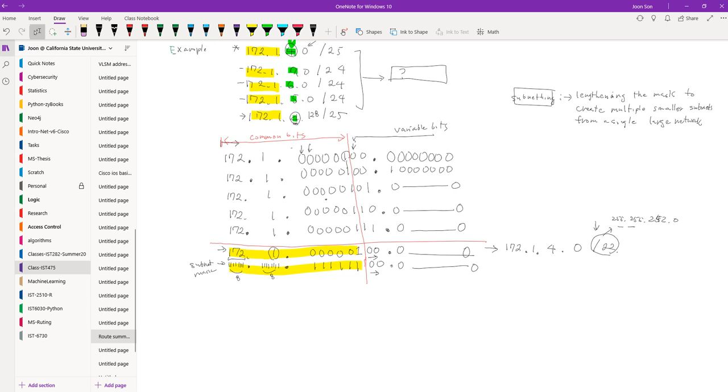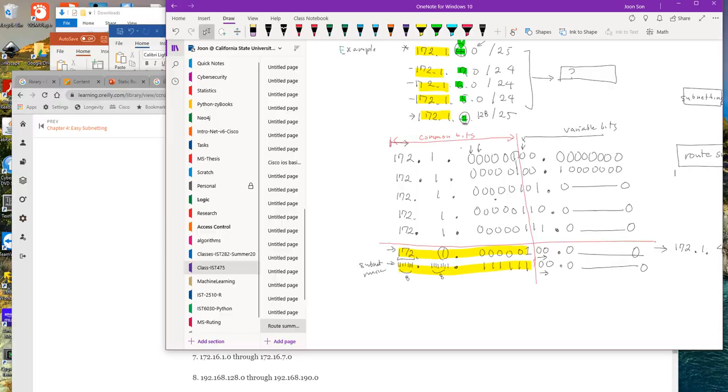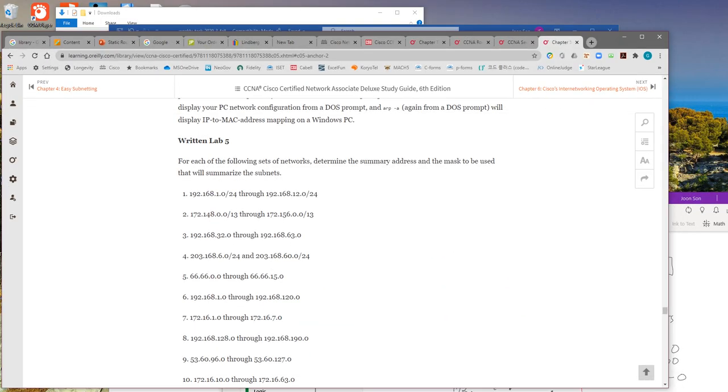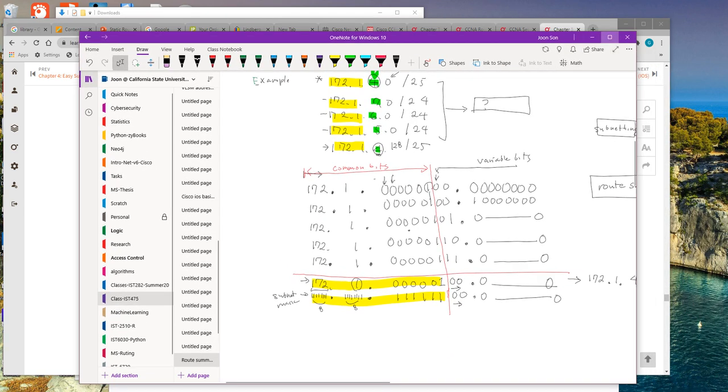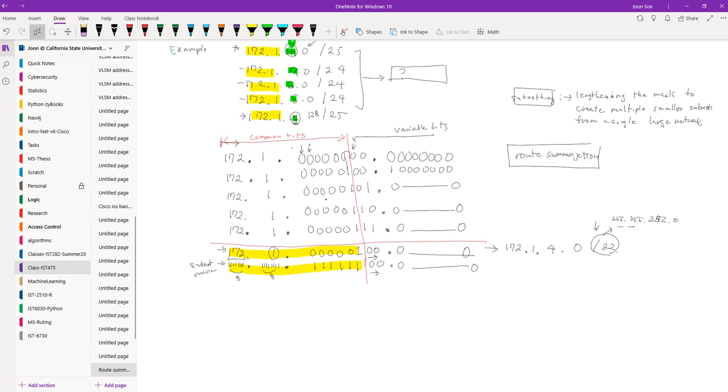Okay, but route summarization is exactly the opposite. For route summarization, by the way, this is not in your textbook. However, I want you to know this. I mean, this is very helpful. It helps you to understand subnetting better, or the route summarization, right? And for route summarization, how can you describe it? Is it lengthening the mask? As you can see, we have a 25, 24, 24, and then your final answer is 22, right?